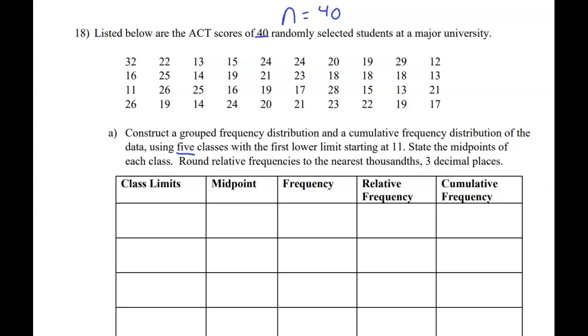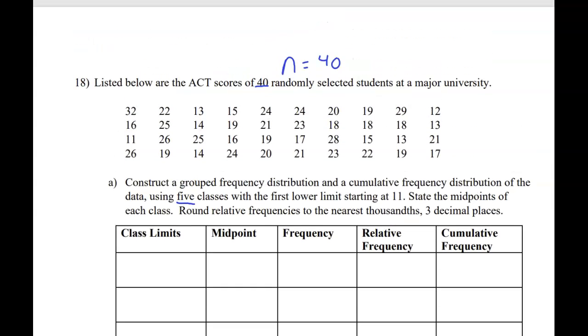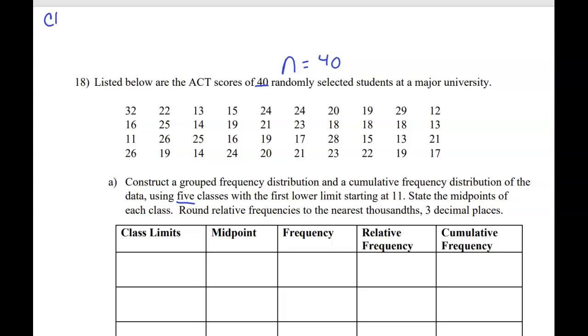So a couple of things that we need to note is that we first have to find the class width, because we're not given the class width here. If we were already given the class limits, we would know the class width because that's the difference between the lower limits here, but we don't have any lower limits yet. So the class width is going to be our highest value minus our lowest value divided by the number of classes.